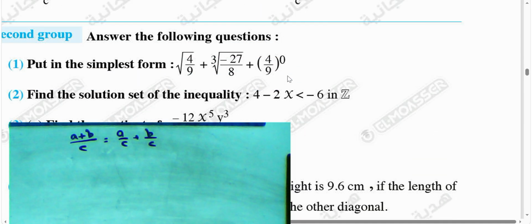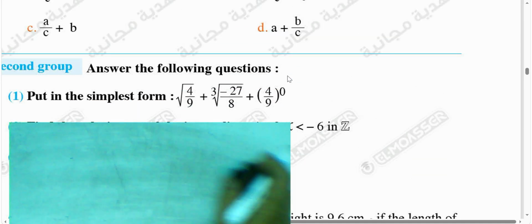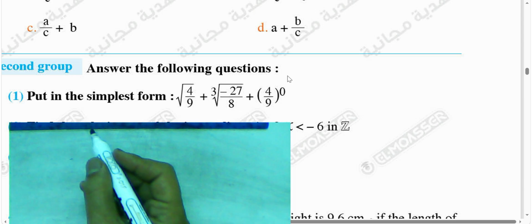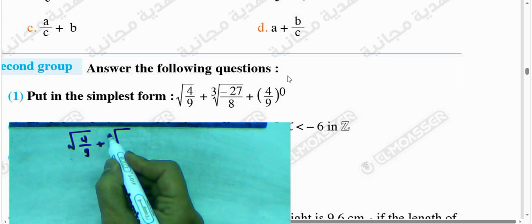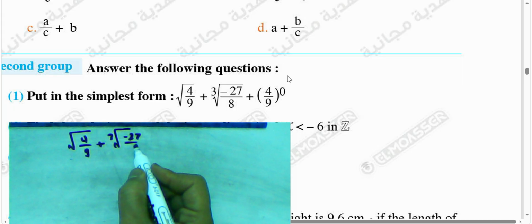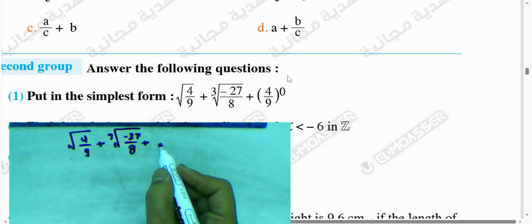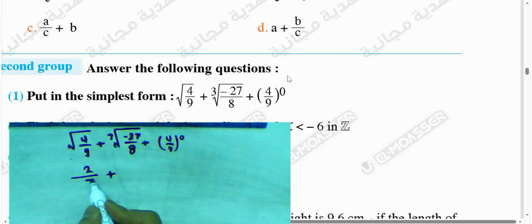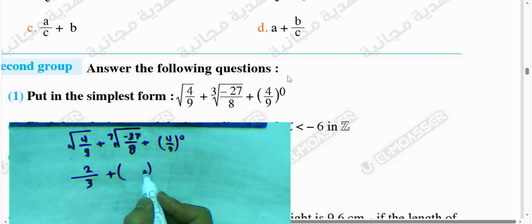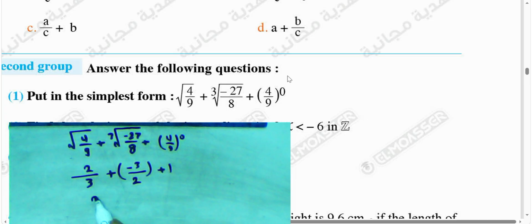Answer the following question here. Put in the simplest form. Number 1: square root of 4 over 9 plus cubic root of negative 27 over 8 plus (4 over 9) power 0. Square root of 4 equals 2, cubic root of negative 27 is negative 3, and cubic root of 8 equals 2, plus 1. We can write 2 over 3 plus negative 3 over 2 plus 1.